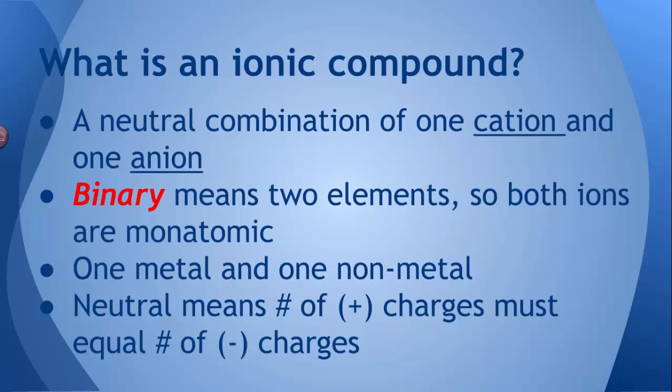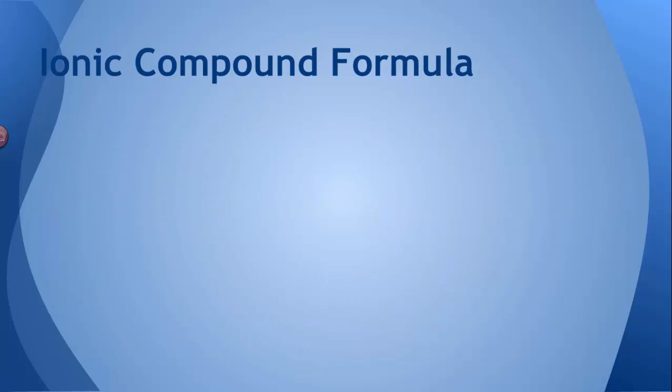Because they're neutral, that means the number of positive charges has to equal the number of negative charges. Cations are positive, anions are negative. So the total number of positive charges on your cation has to be equal to the total number of negative charges on your anion. That's important.